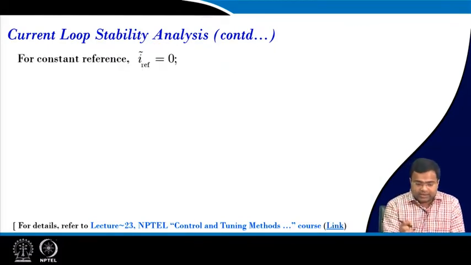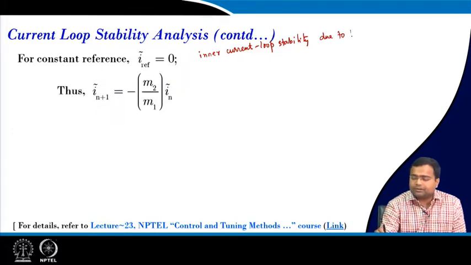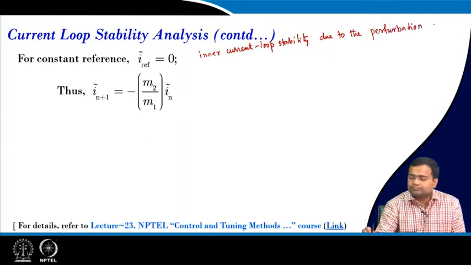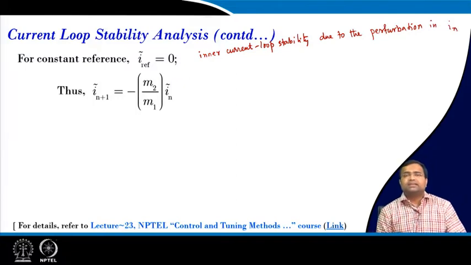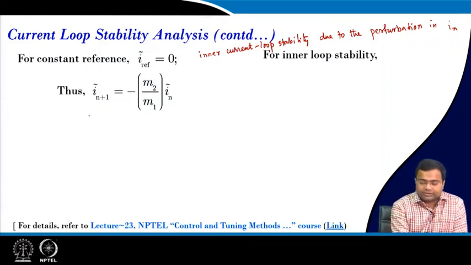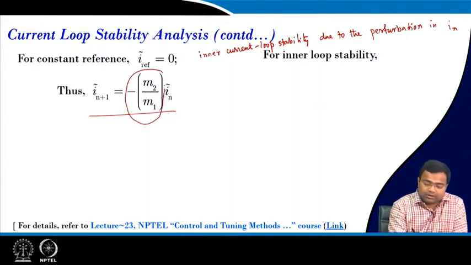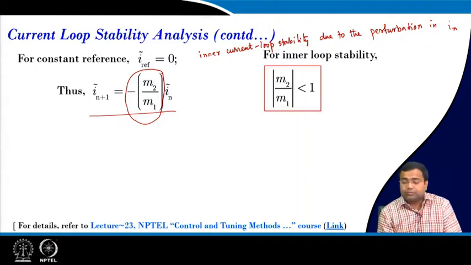Here, zero input stability means we are taking only the inner current loop stability due to the perturbation in I n, that is the initial current, and that is why we are not perturbing the IREF. Then for inner loop stability, this will be part of the equation, and it is a discrete time equation. We want the magnitude of this whole quantity to be smaller than unity.